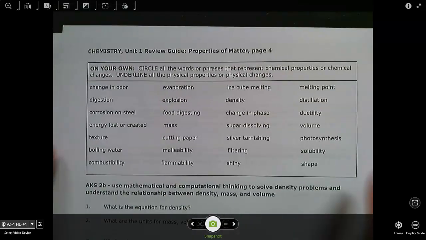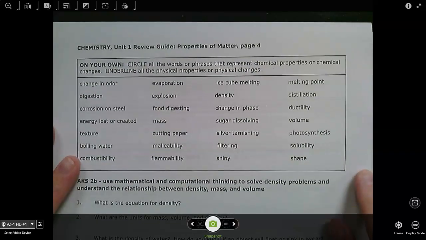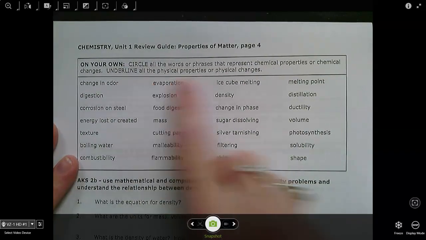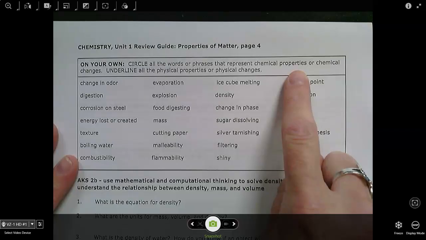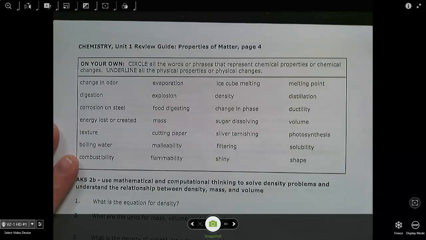So now on the top of page 4, you have a whole bunch of words and phrases, and they want you to circle anything that's chemical in nature and underline anything that's physical in nature. So that's your next step.